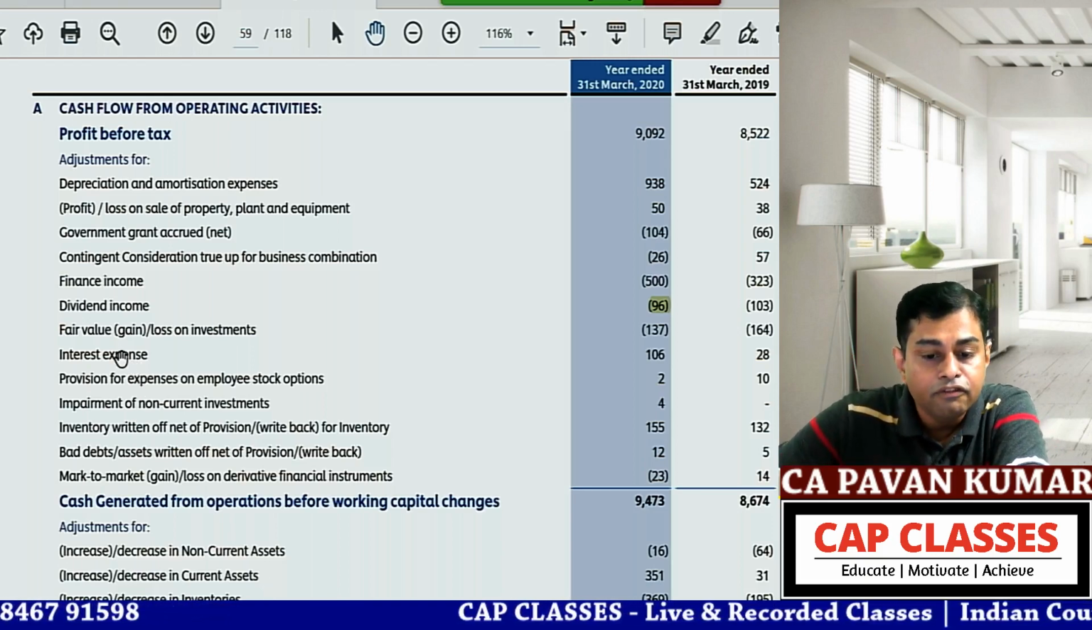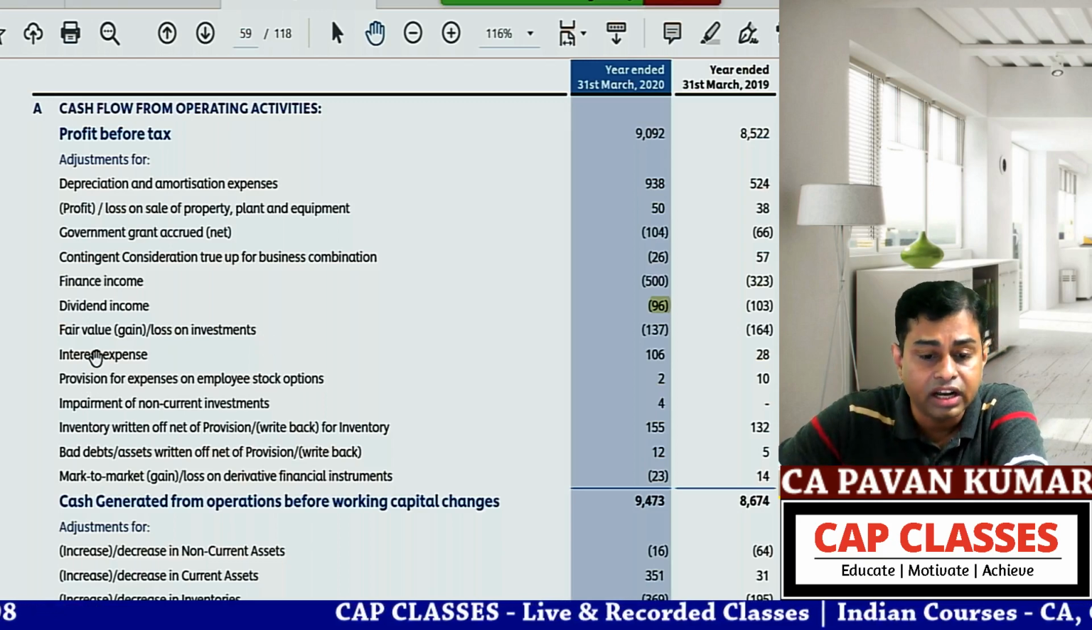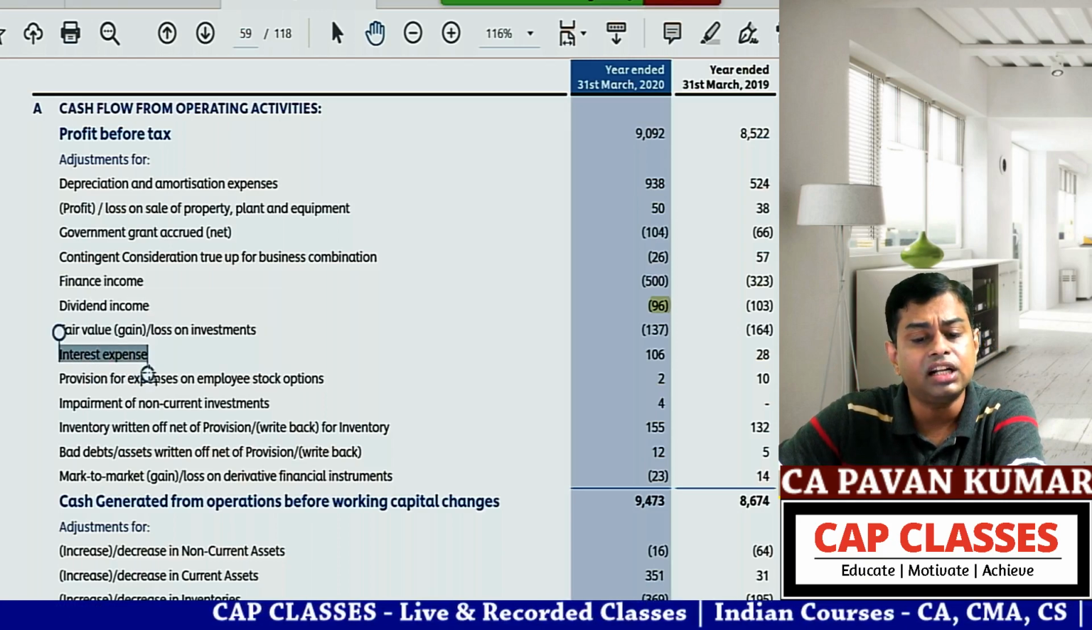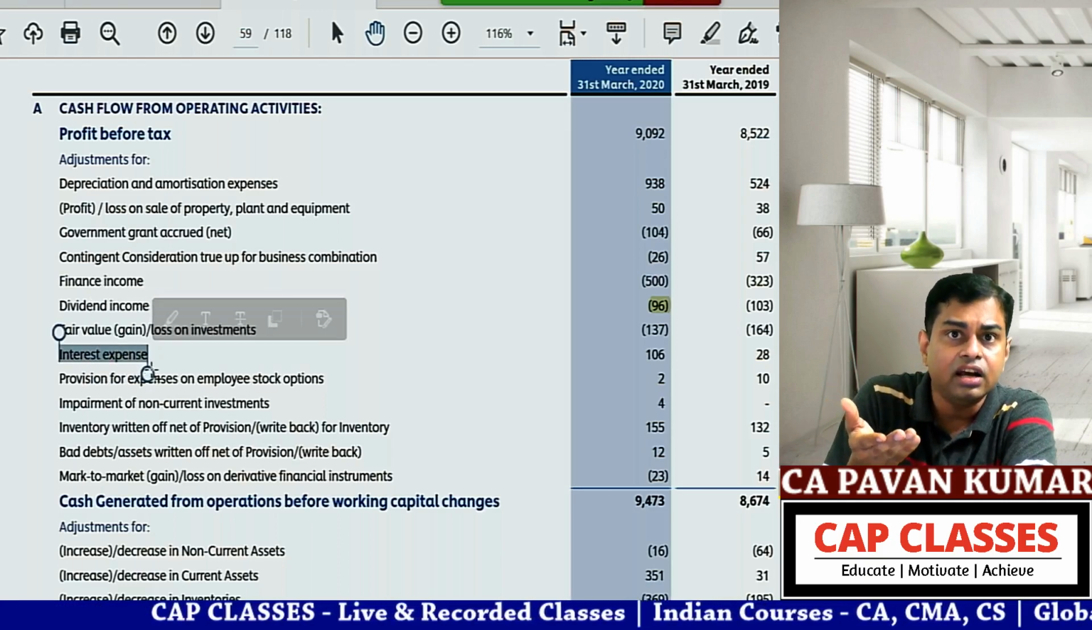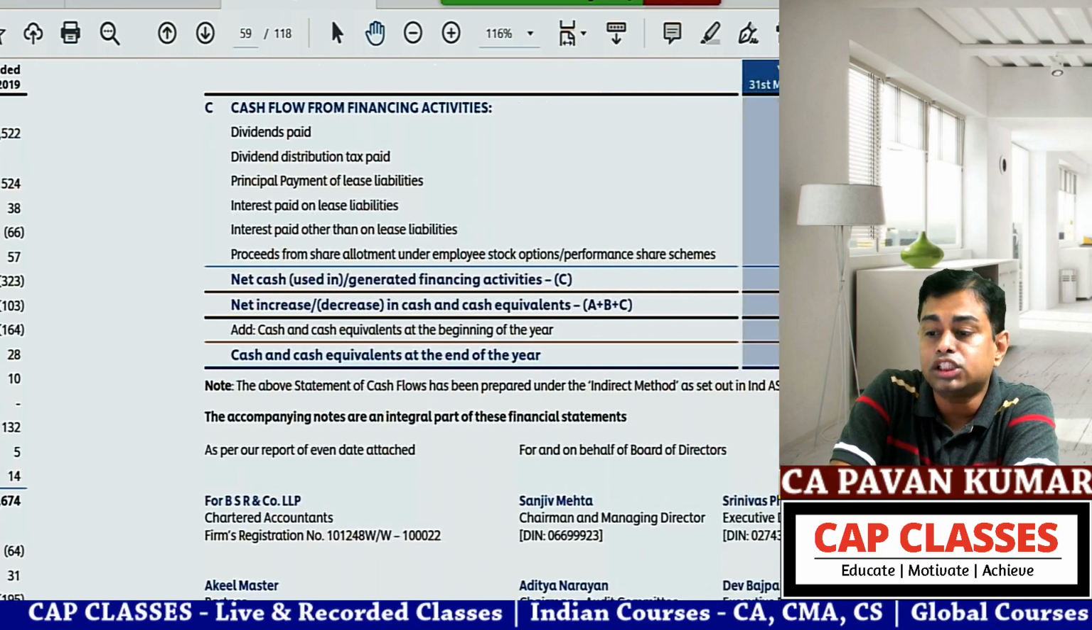So fair value loss on investment. This is Ind AS, also not in your syllabus. Don't worry. Interest expense. This is interest income, this is interest expense, it is the same. Interest expense, I'll add it back here and put it in the third bucket. Go to the third bucket. Interest paid 106 will be there.